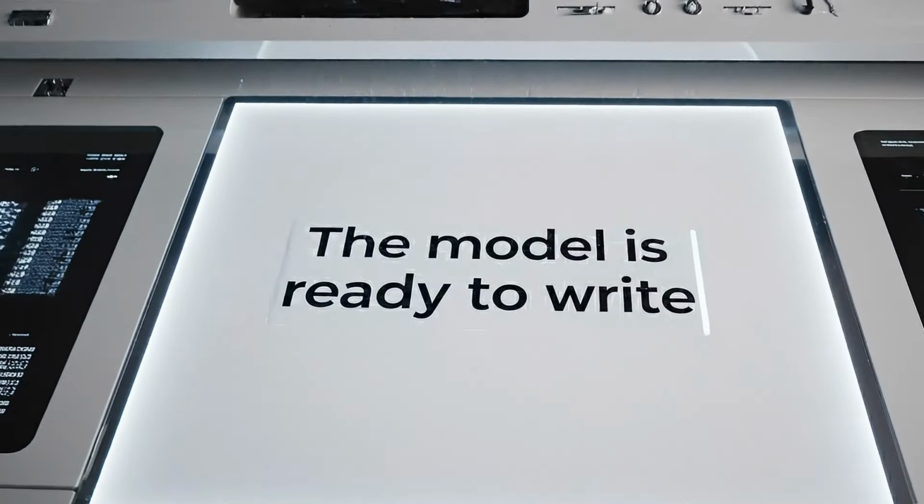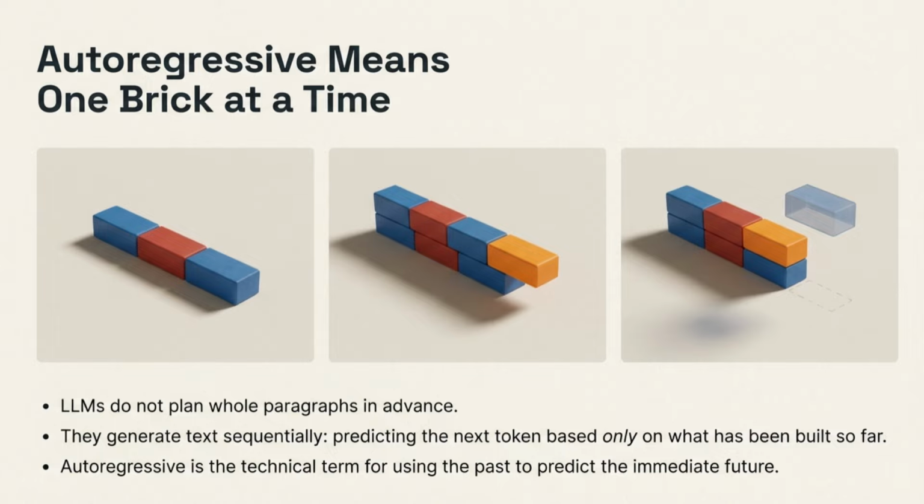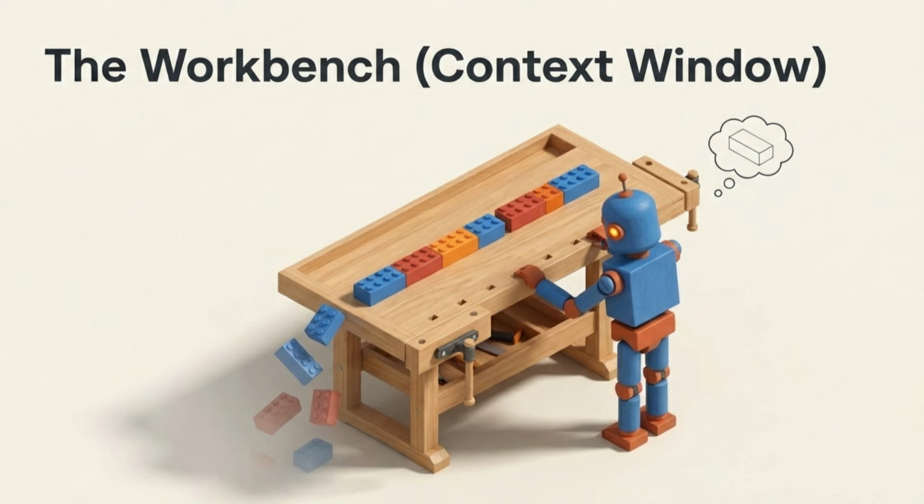No, and this is crucial. Large language models are autoregressive, which is a fancy way of saying they generate one token at a time. Just one. It looks at everything on the workbench and asks, based on all this context, what is the most statistically probable next Lego brick? So it's literally guessing. It's predicting probabilities.